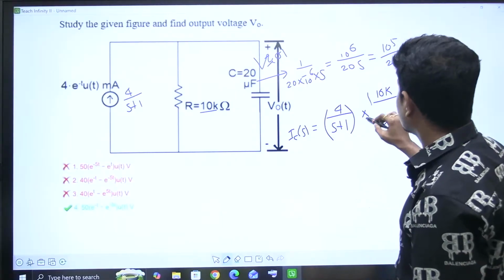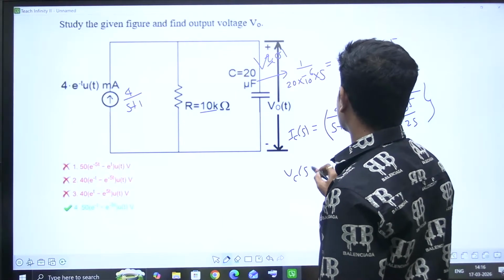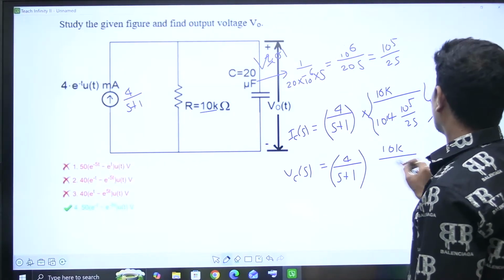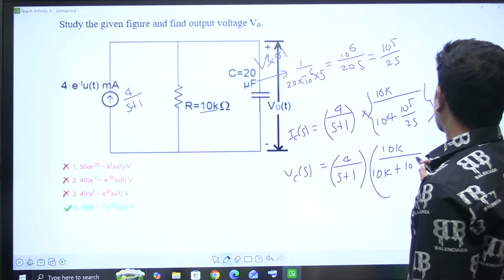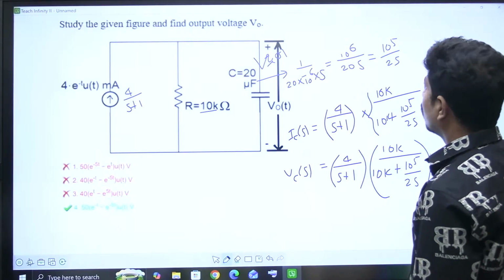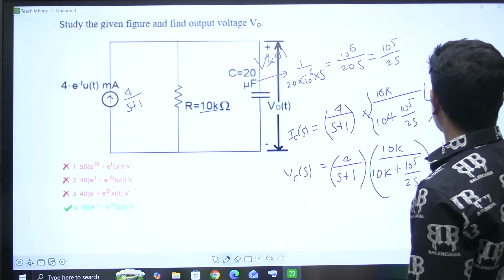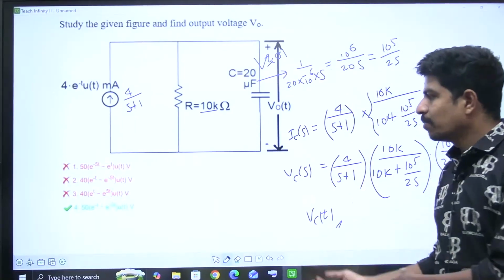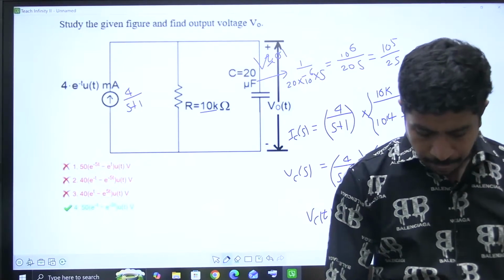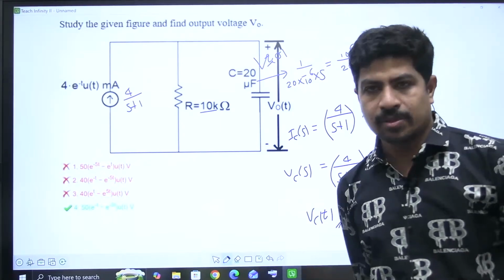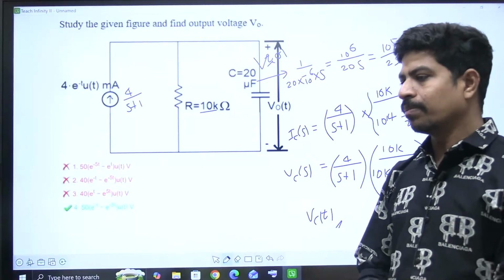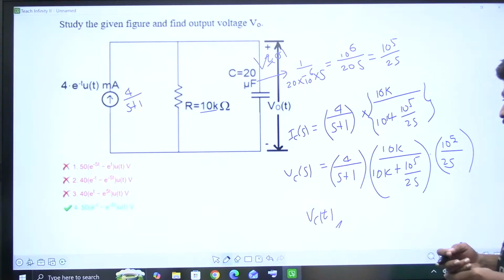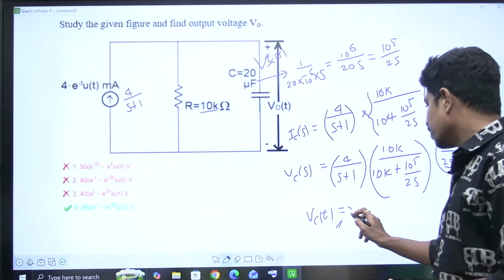Now I want the voltage across the capacitor, VC of S, that is equal to 4 by S plus 1 into 10K by 10K plus 10 to the power of 5 by 2S into how much it is? 10 to the power of 5 by 2S. Apply inverse Laplace transform, we get VC of t. Why I am not solving this completely is that control systems is not in the syllabus. This is a question from the S domain part. If you are good at Laplace and inverse Laplace transforms, you can simplify it and get VC of t.